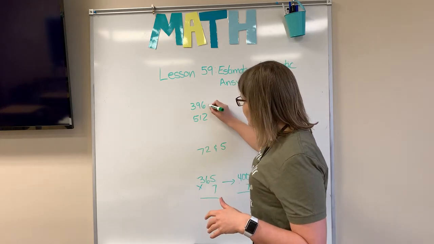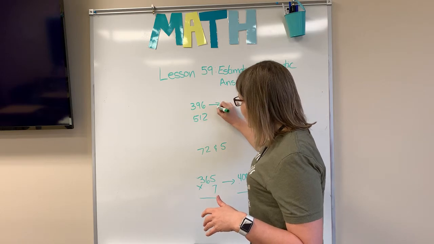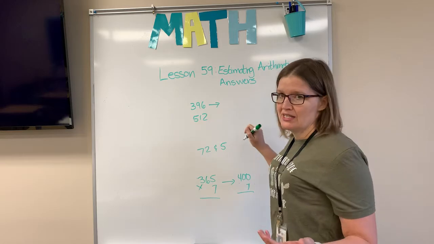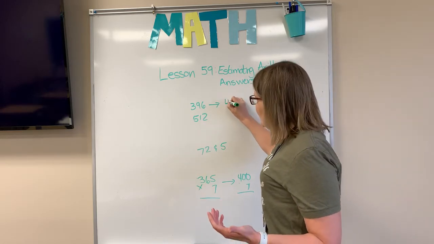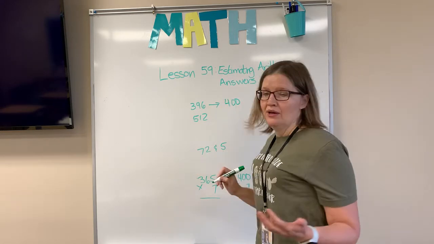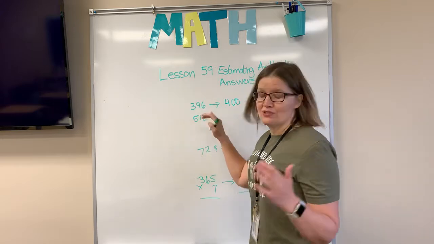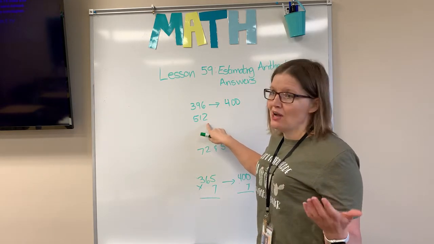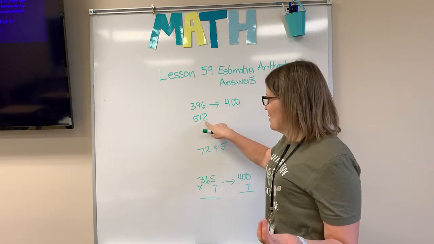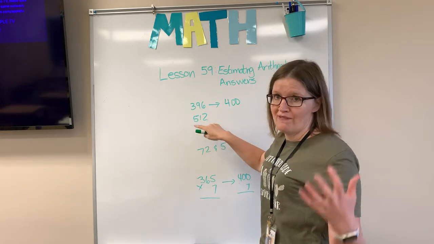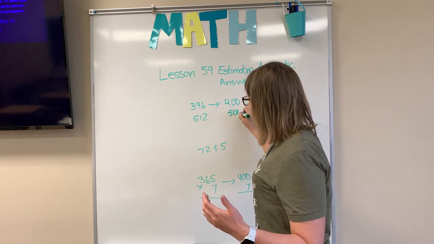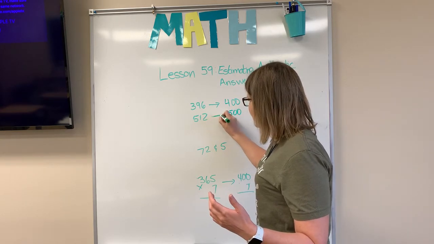And so our first thing is I'm going to round it to something that's much more manageable. 396 rounds beautifully up to 400. It's very, very close to that number. 512, I would not round up because 12 is so close to 500. So I would round it down to 500.